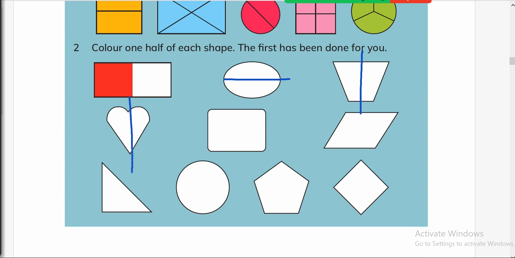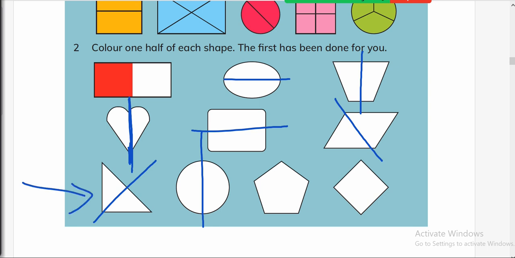We will cut the half from here, and this and this. In our previous activity, they were saying to cut the triangle into smaller triangles like this. Okay, we will cut it from the center like this and this. Okay, color one half of each picture. So color it now.